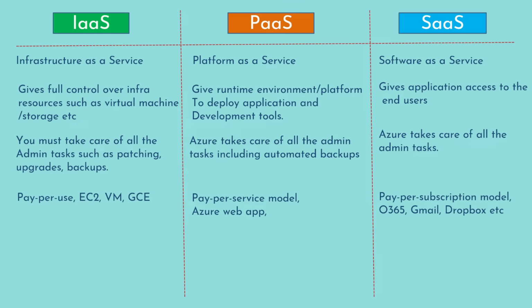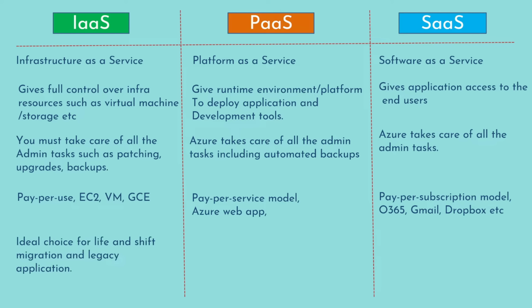IaaS models are mostly pay per use. You pay for whatever service you use for a particular duration. Services such as Amazon EC2, Azure VMs, or GCP Compute Engine. PaaS models are mostly service based models such as Azure Web App. SaaS models are mostly subscription based, such as your Gmail application, your Office 365 subscription, your Dropbox. All these are SaaS applications where you do not deploy anything. You just use the application, the standard version of the application.